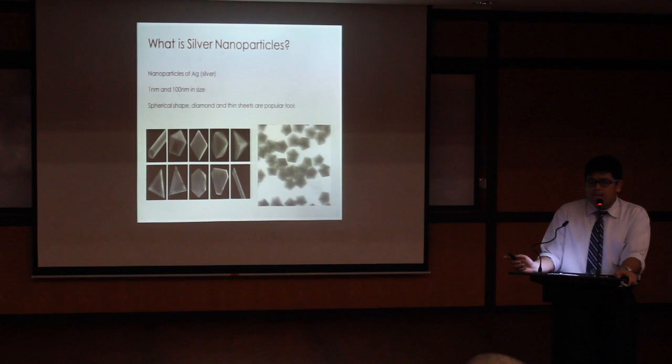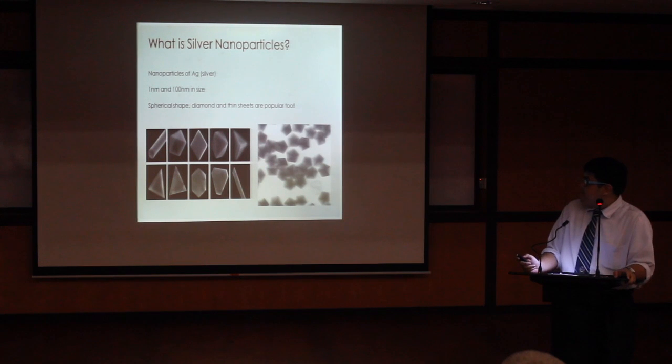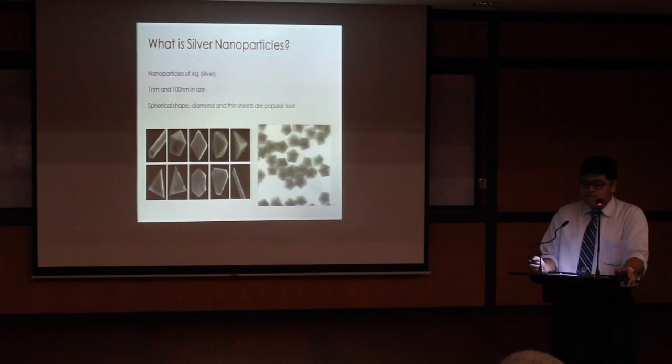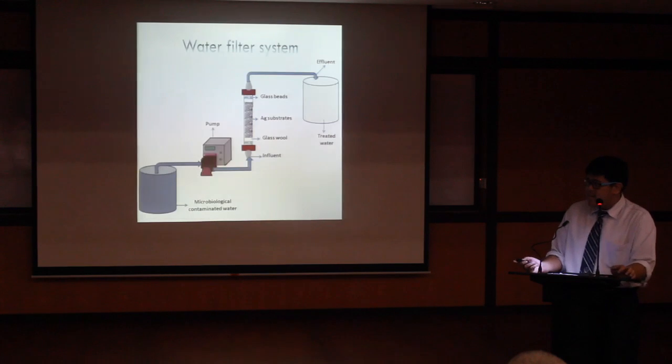So silver nanoparticles are basically nanoparticles of silver, ranging in size from 1 nanometer to 100 nanometers. They come in various shapes, such as cylindrical, diamond, and also spherical. Now, ladies and gentlemen, the smallest organelle in our body and also in prokaryotes, such as bacteria, is the ribosome. 20 nanometers in humans, 18 nanometers for bacteria. So, ladies and gentlemen, silver nanoparticles are actually 18 to 20 times smaller than the smallest organelle in our body.